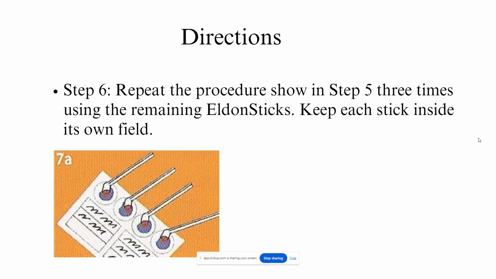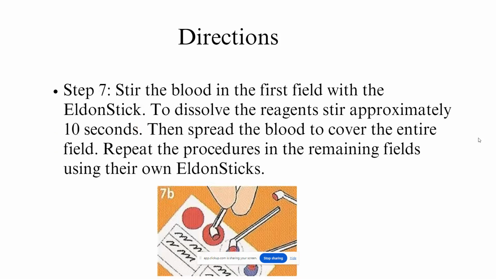So what have you done thus far? Well, you've put a drop of water in each of the 4 circles. Now you've put a drop of blood in each of the 4 circles. And in each of the 4 circles, you have water and blood and an Eldon stick. Make sure you do not cross-contaminate. You want to use a separate Eldon stick for every circle.